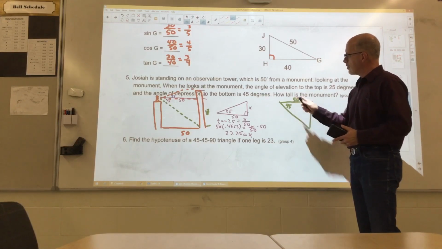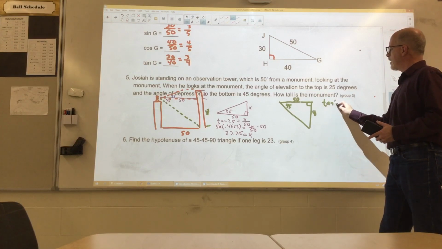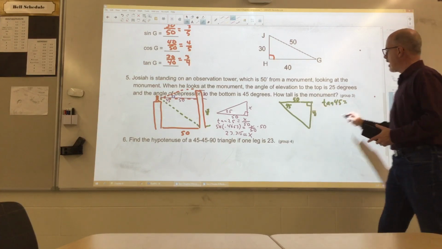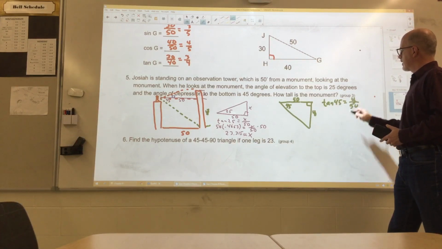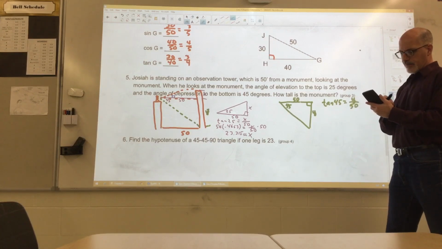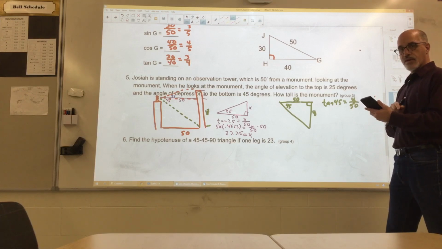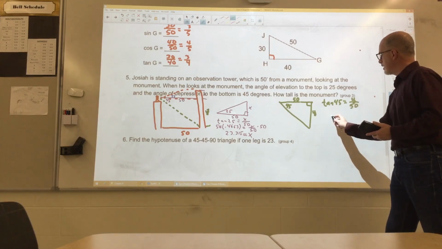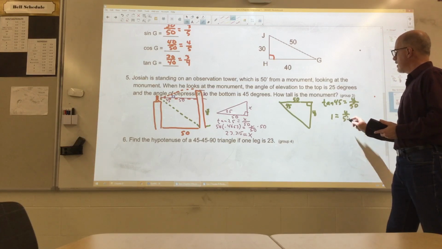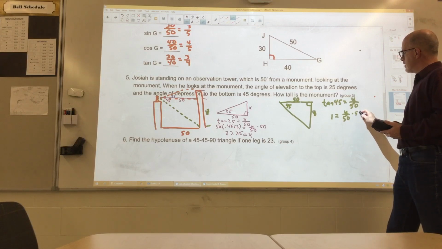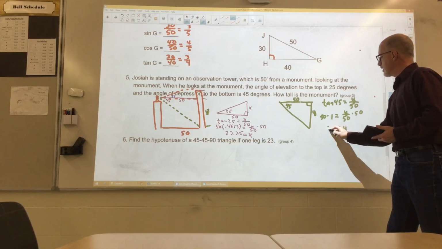Again, we're dealing with opposite over adjacent. So let's do tangent of 45 equals the opposite side, y, over the adjacent side, 50. Tangent of 45, let's do that on our calculator. Tangent of 45, oh, that's very nice. That actually ends up being exactly 1, so 1 equals y over 50. So multiply by 50 on both sides, and you get y equal to 50.